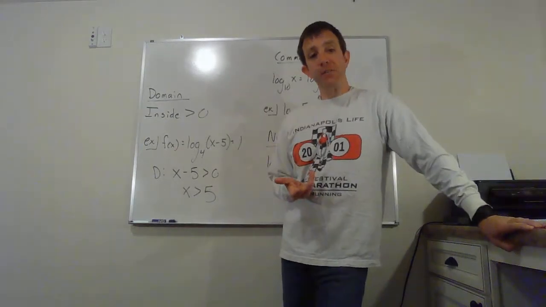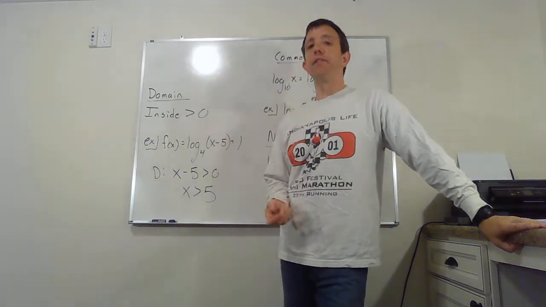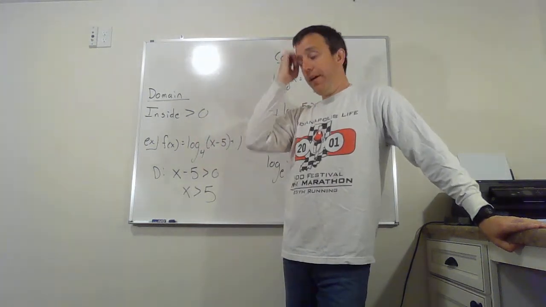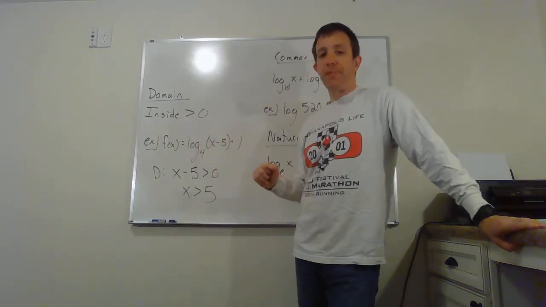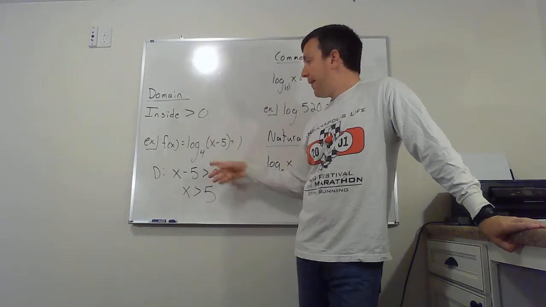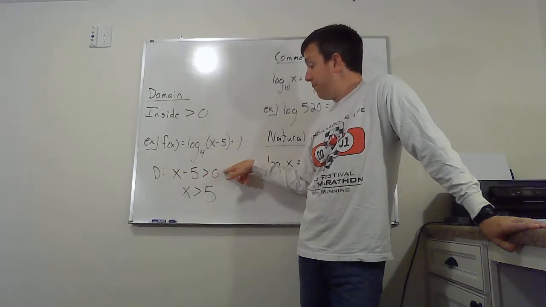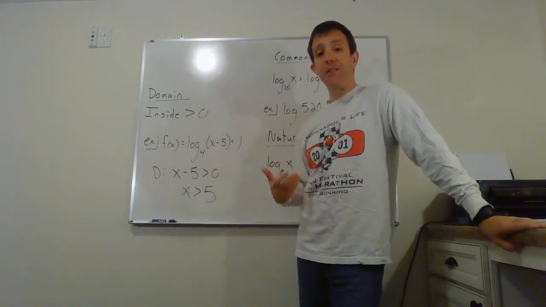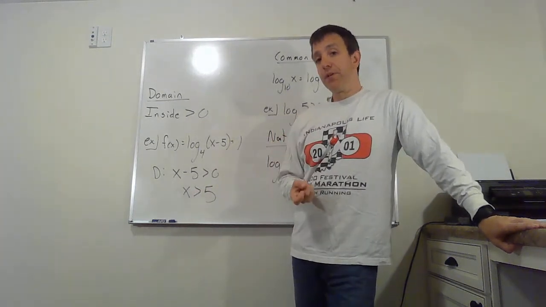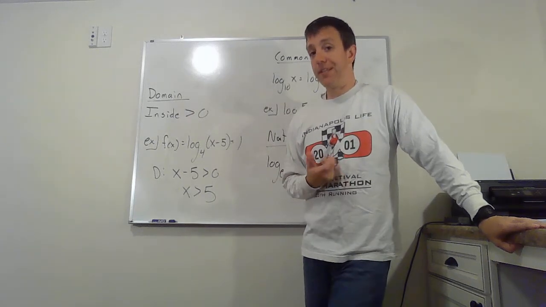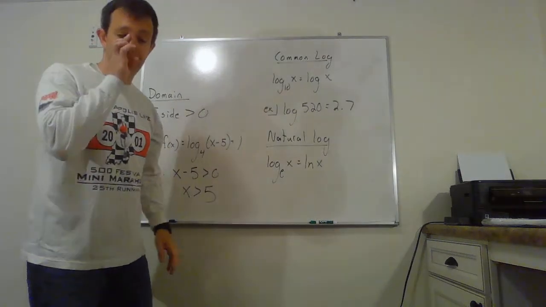All right, a few more things with logs. First, the domain. The inside of the logarithm has to be bigger than 0. So for example, f of x is equal to log base 4 of x minus 5 plus 1. The inside, the x minus 5, for the domain, x minus 5 has to be bigger than 0. Or in other words, x has to be any value bigger than 5. You can never plug a negative number or 0 into a logarithm. It doesn't work.